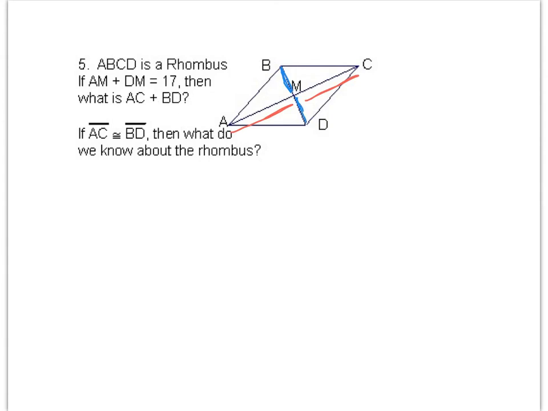So now, if AM plus DM is 17, AC is twice as long as AM, and BD is twice as long as MD. So therefore, if AM plus MD is 17, AC plus BD is going to be twice as long, so that's going to equal 34.